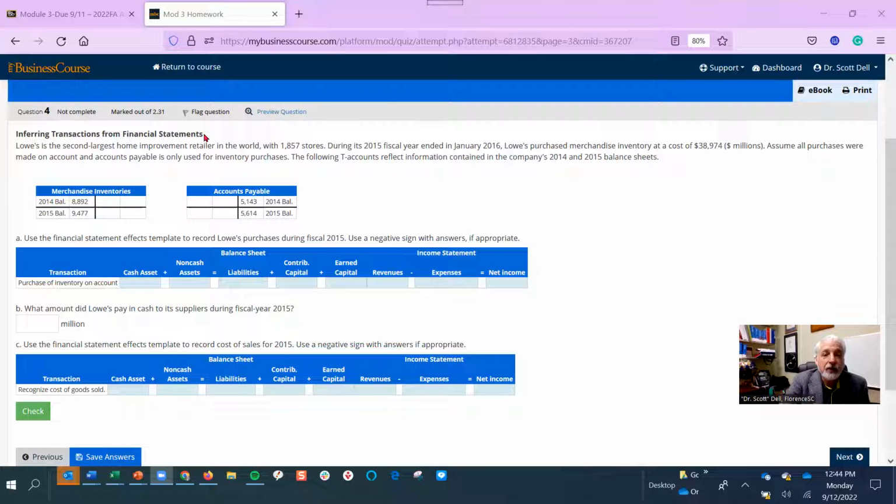Okay, so I know my inventory went up. My payables also increased. So let's see what happens. Purchase of inventory on account. Let's look at A. When we bought inventory, what happened? What went up? What changed? First of all, did our revenues or expenses change when we bought inventory? I don't think so. So what asset changed? Non-cash. Non-cash, up or down? It went up. By 585? And what else changed?